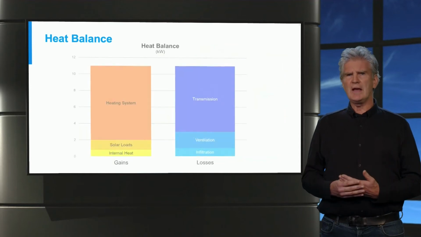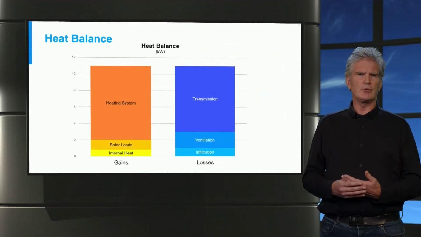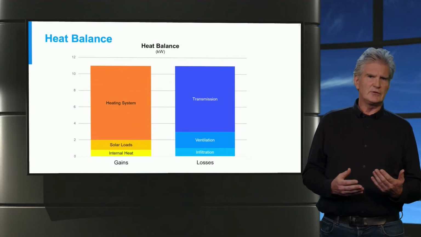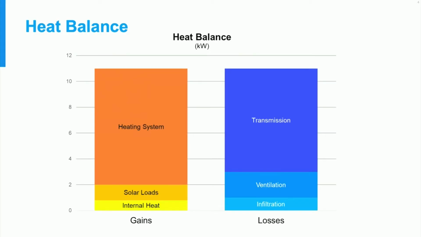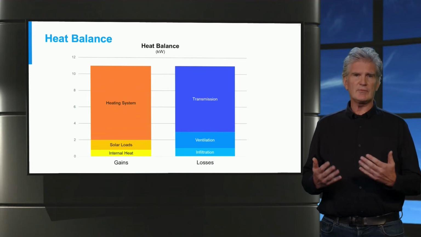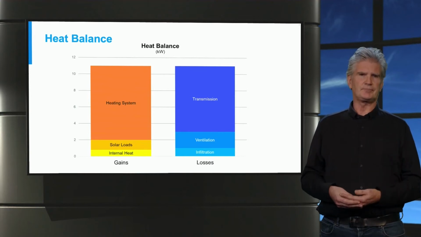If we look at the heat balance on a specific moment during a colder day, it could look something like this. On the gain side, you see the heating system as the main heat source, and a small part is contributed by the sun and the internal heat loads. And on the losses side, you see in this example that the transmission losses are the highest and the ventilation and infiltration is lower. The heat required by the heating system to balance the gains and the losses is what we call the heating demand.